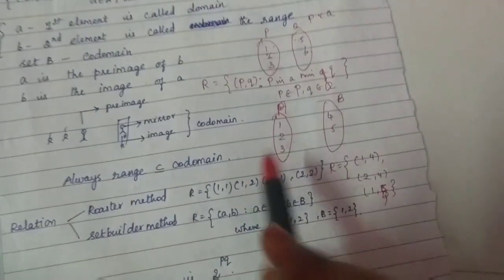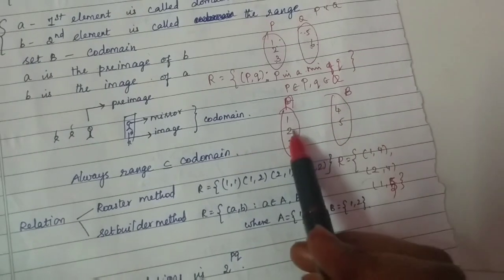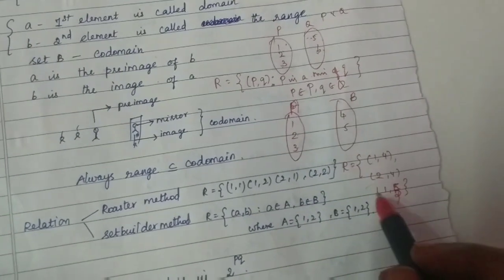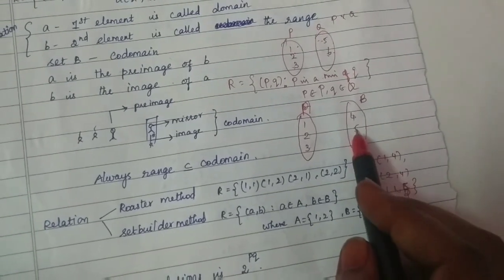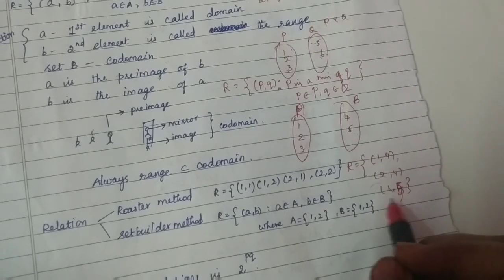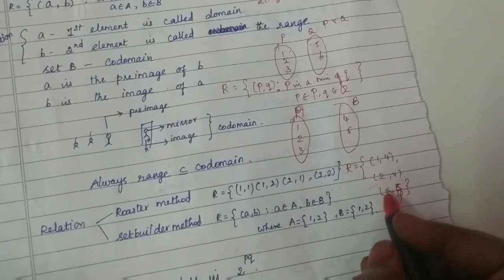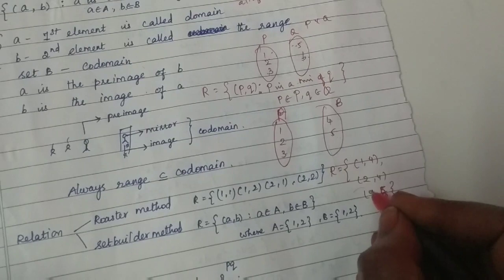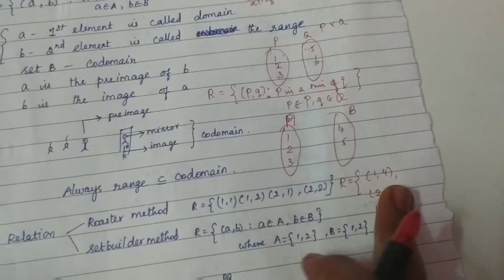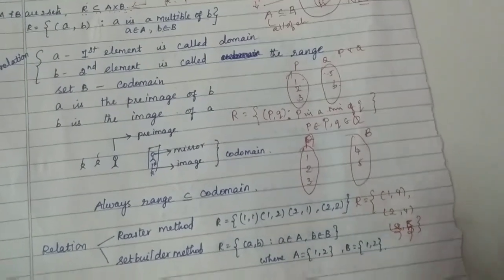Now what will be the Cartesian product? 1, 4, 1, 5, 2, 4, 2, 5, 3, 4, 3, 5. Now a relation is nothing but a subset of the Cartesian product. So all the elements, 1, 4, 2, 4, 1, 5, 3, 5, are in the Cartesian product. So this is nothing but a relation. Therefore, a relation should be contained in the Cartesian product.